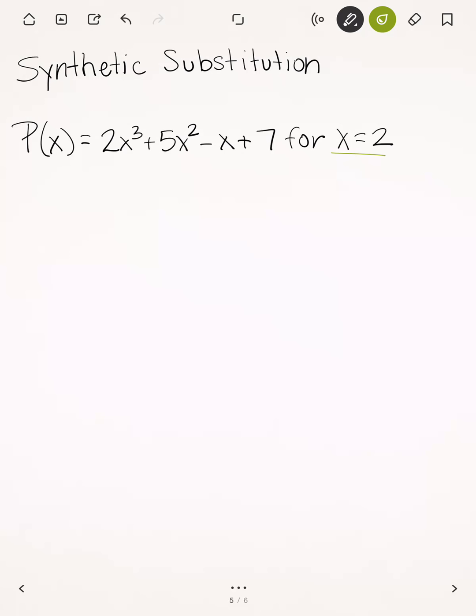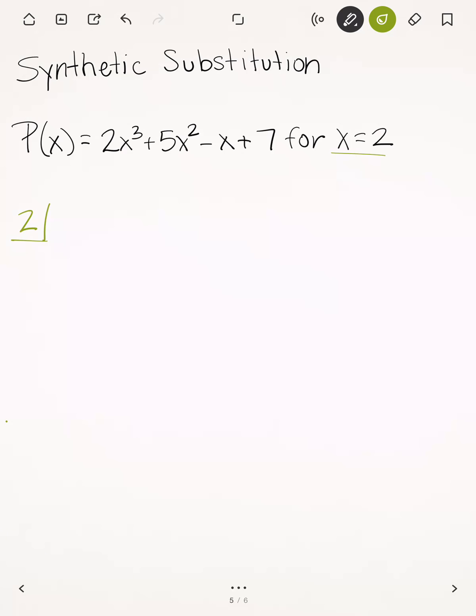So we're not looking for an x cubed, an x squared, and an x. We're just looking for a value. So notice I have p of x equals 2x cubed plus 5x squared minus x plus 7, and we want to plug in 2 for x. This is a different way to do this. That way you don't have to worry about order of operations, because we all know we struggle with those from time to time. So what I do is x equals 2, so that goes in my half box.